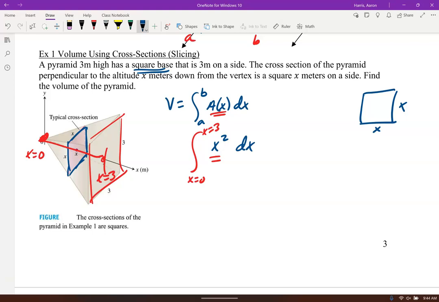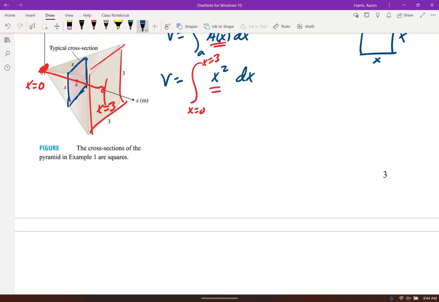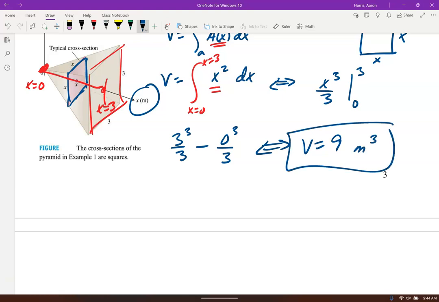Okay, again, imagine you're just slicing up this pyramid with all these squares. Okay, let's go ahead and run it. So we got x cubed over 3 from 0 to 3. We'll plug the 3 in. So it looks like we got 27 over 3, which is 9. And notice they did give us x's in meters, so this will be cubic meters, right? Volume is in units cubed.